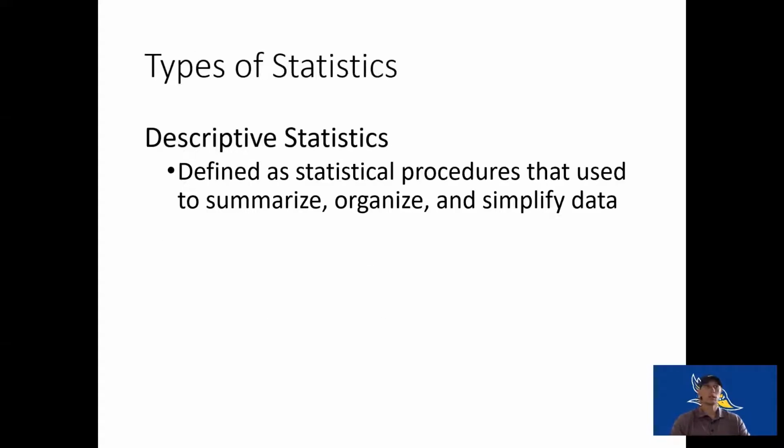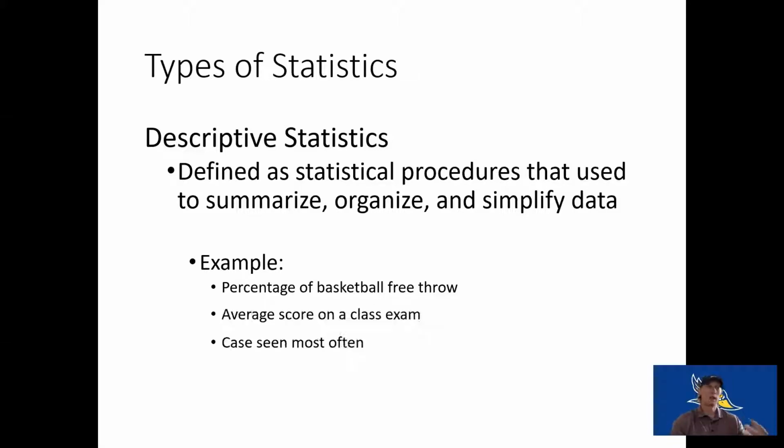Okay, so descriptive statistics help us summarize, help us organize, help us simplify the data so that we can really see what's going on, and then we can then begin to use other statistics to compare or associate different variables. So things that are descriptive are like percentages, averages, frequency, or cases seen most often. So if we think about your free throw percentage in basketball or your average score on an exam, those describe what's going on. It doesn't give us a comparison. It doesn't help us associate or relate different things. Or we're not able to see deeper, but we're able to see what's going on the surface.